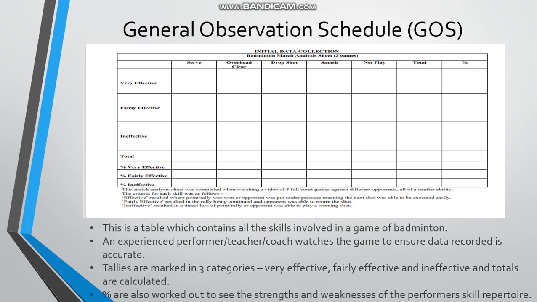It is quite broad and you could adapt it to your sport. So if you're writing about it in an exam and you're more comfortable writing about basketball, you could just write about a basketball general observation schedule and just change the skills. An experienced performer or a teacher like myself could watch the game and could tick it and make sure that the record is accurate. Again, like I've said, the tallies are in the 3 categories and the percentages are also worked out. So it is simply straightforward.